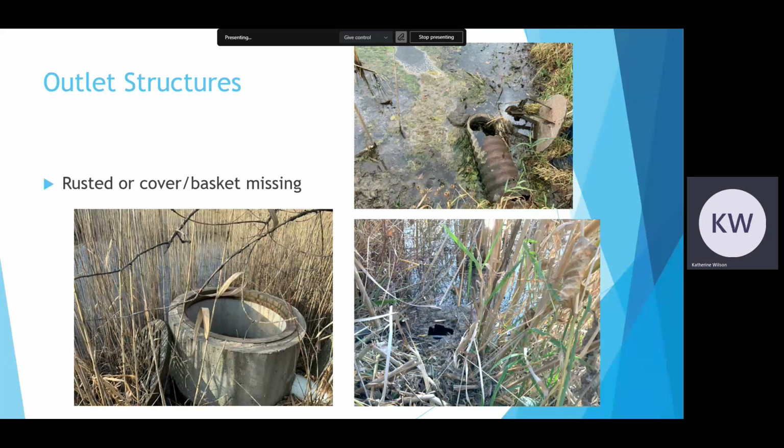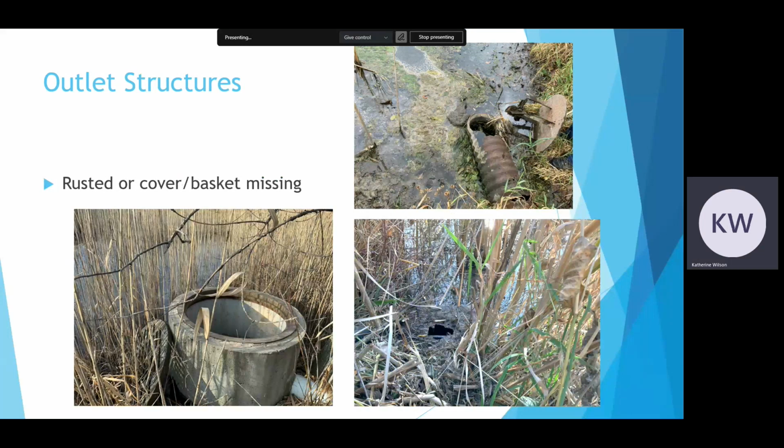We are starting to see some issues with outlet structures. These pictures show a cover removed, rusted, or broken. The outlet pipes themselves are showing signs of rusting and should be replaced before there's a failure of the pipe and it could lead to structural damage of the berm. The picture on the bottom right shows part of the pipe is rusted through, so that needs some maintenance or replacing to keep the water flowing through these safely and ensure they're functioning properly.